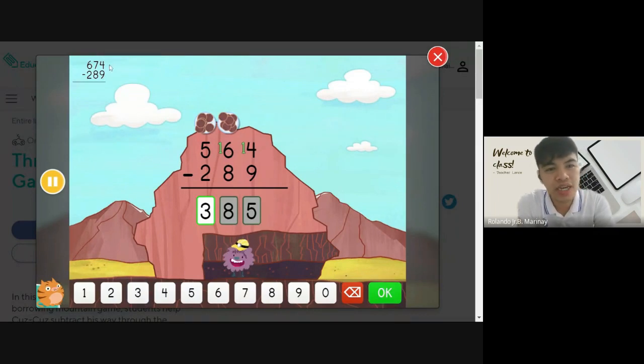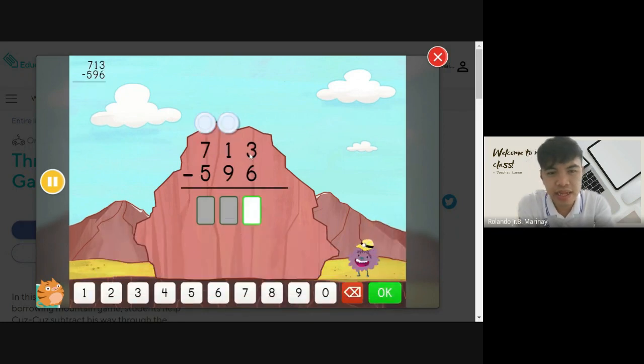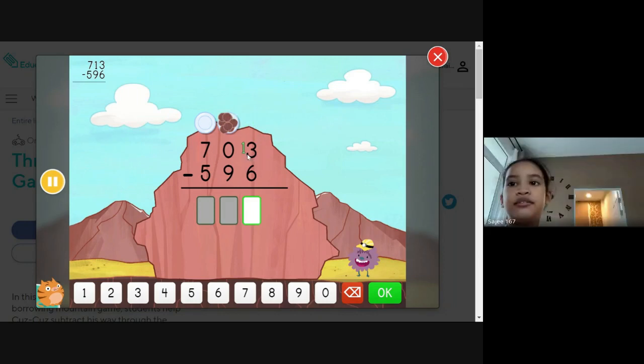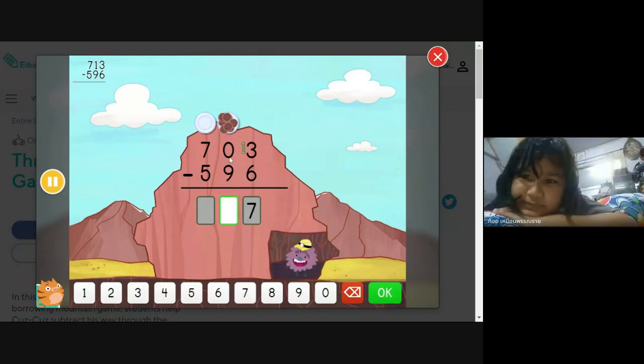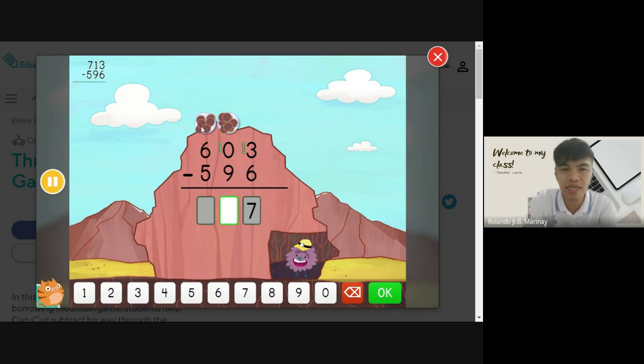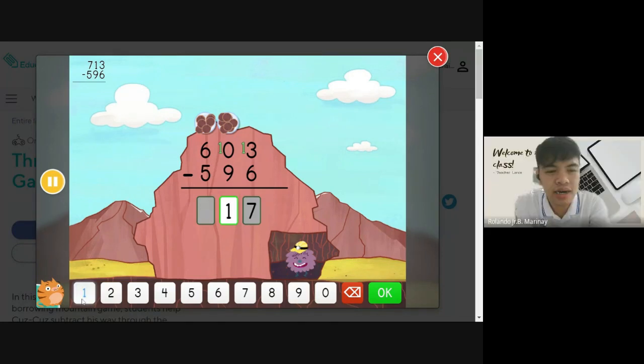Therefore, 664 minus 289 equals 375. Great job! Next, 3 minus 6, can be or cannot be? Cannot be. Okay, so we're going to borrow 1 from 1. Okay, so it will be like this. 13 minus 6 is 7. Very good. And then, 10. Borrow 1 first from 6. Okay, 10 minus 9 equals? 1. Okay.